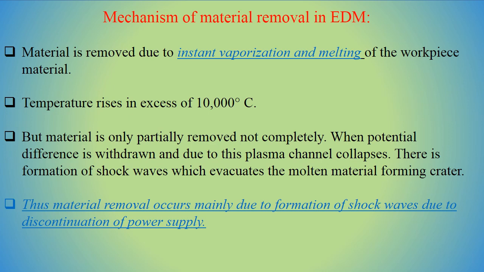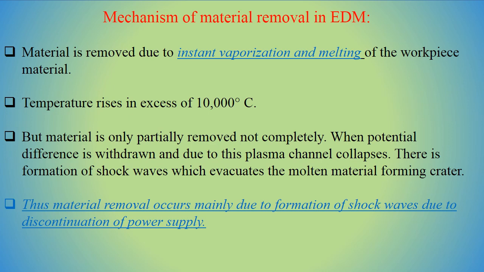Material is removed due to the instant vaporization and melting of the workpiece material. There is instant vaporization because of the conversion of electrical energy into thermal energy, and the melting of the workpiece occurs during this supply of electric energy. The temperature reached when this conversion takes place is around 10,000 degrees Celsius. But up to this point, when the electrical pulse is applied, the material is evaporated and just melted. It has not been removed from the workpiece.